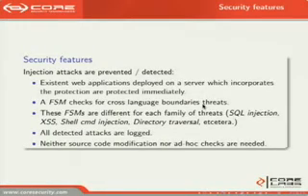So, what are the security features of our system? Injection attacks are detected and can be prevented or blocked. Every web application in the web server where we install the protection system is protected immediately. A finite state machine checks for cross-language boundaries, which are places where, for example, SQL queries are made inside PHP applications, or shell command injections. All attacks are logged, and we can define whether we want to block them or not. And we don't need source code modification or ad hoc checks.